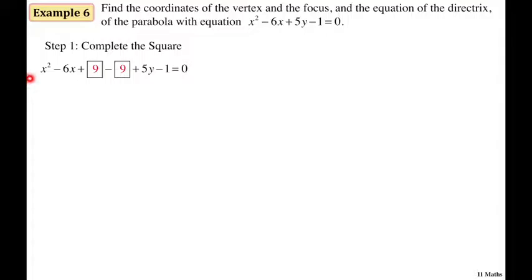Focusing on the first 3 terms. Numbers that multiply to give 9 and add to give -6 will be half of -6, -3 and -3. So you get (x - 3) in brackets squared. They come from those first 3 terms. -9 plus 5y minus 1 are leftovers. Let's look at the -9 and -1 gives -10. We can move that over to the right hand side.